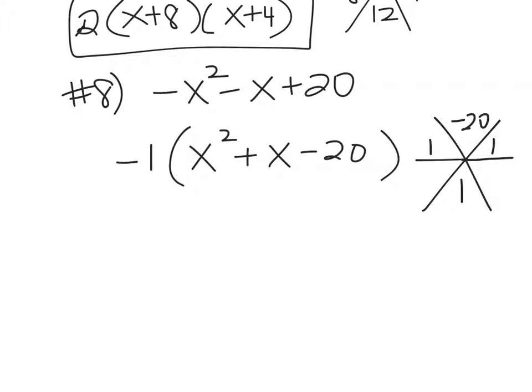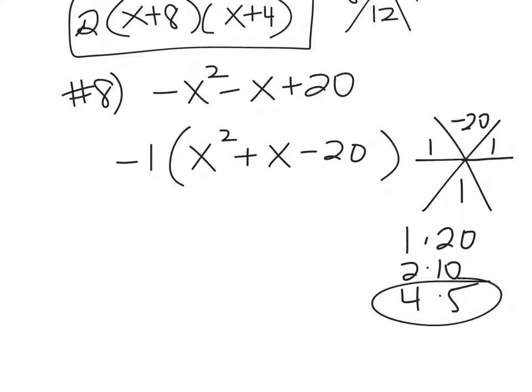If you have trouble thinking of this, some of you guys, oh, you're so quick. You're so fast at these. If you ever get stuck, just go through their multiples. 1 times 20, 2 times 10, 4 times 5. Oh, there it is. 4 times 5. So I'm going to need, hold on, a negative 4 and a positive 5.